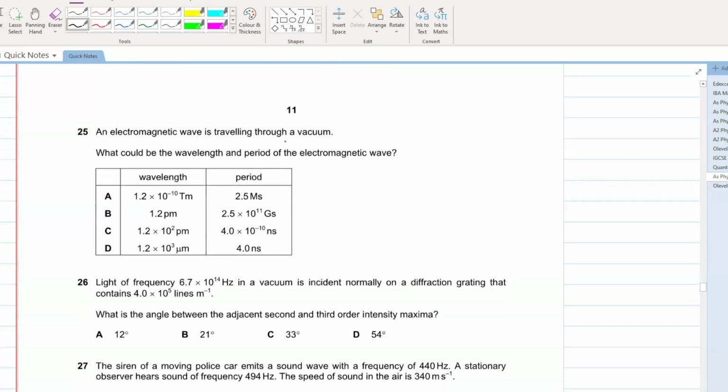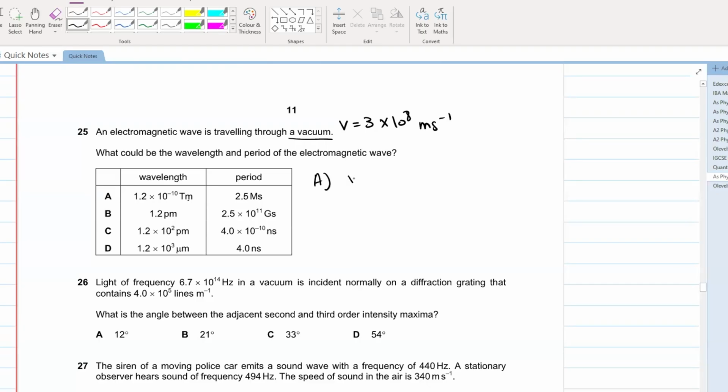An electromagnetic wave is traveling through a vacuum. What could be the wavelength and period of the electromagnetic wave? Now, do you remember what is the velocity of electromagnetic wave in vacuum? 3 into 10 to the power of 8 ms minus 1. The velocity of electromagnetic wave in vacuum is 3 into 10 to the power of 8 ms minus 1. Now, what will you do? Beta, you will use the wavelength and period to calculate if any option gives the velocity like this.